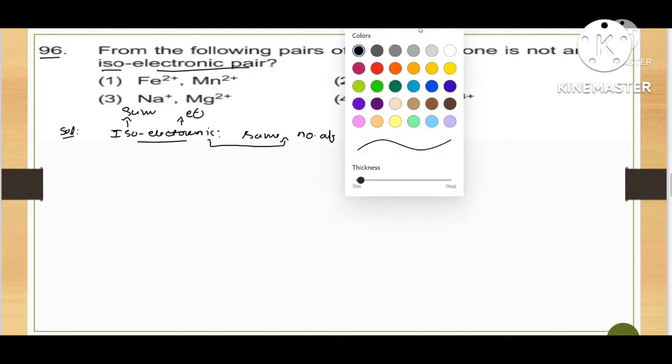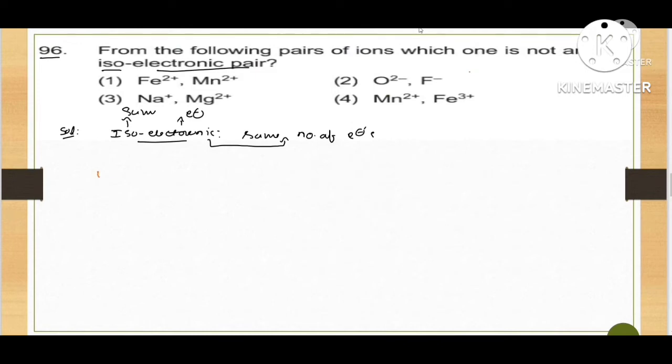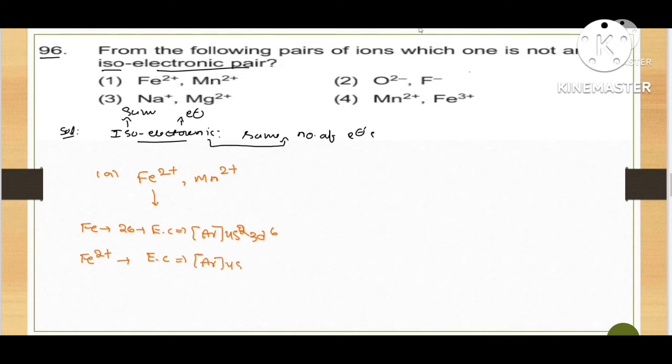Now let us verify each and every option. First option, Fe2+ and Mn2+. We know that iron has atomic number 26, and its electronic configuration is argon 4s2 3d6. 18 plus 2 is 20, 20 plus 6 is 26. Now in the 2+ form, that means loss of 2 electrons, its electronic configuration becomes argon 4s0 3d6. That means 18 plus 6, it becomes 24 electrons.